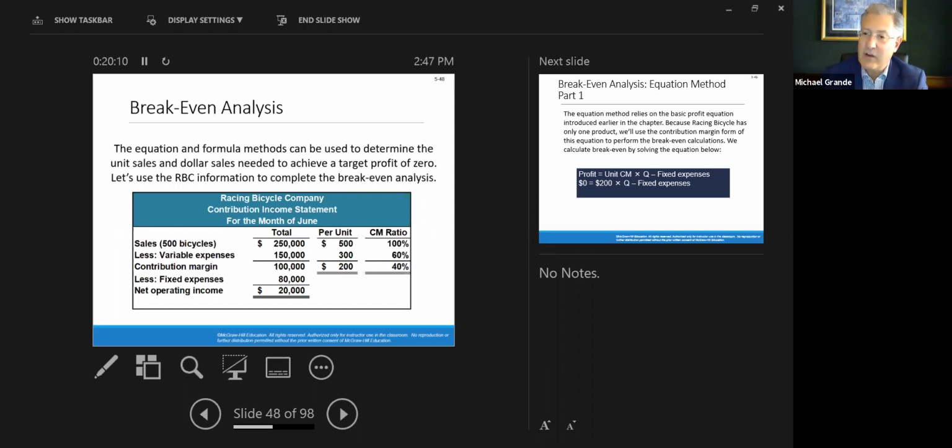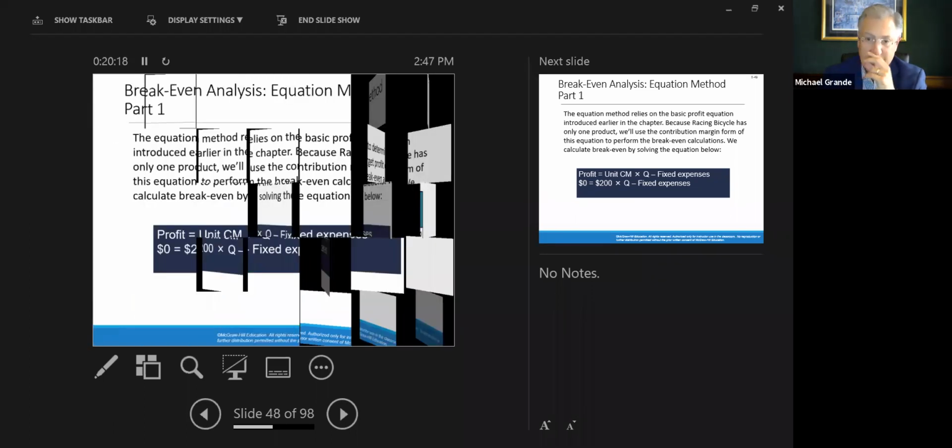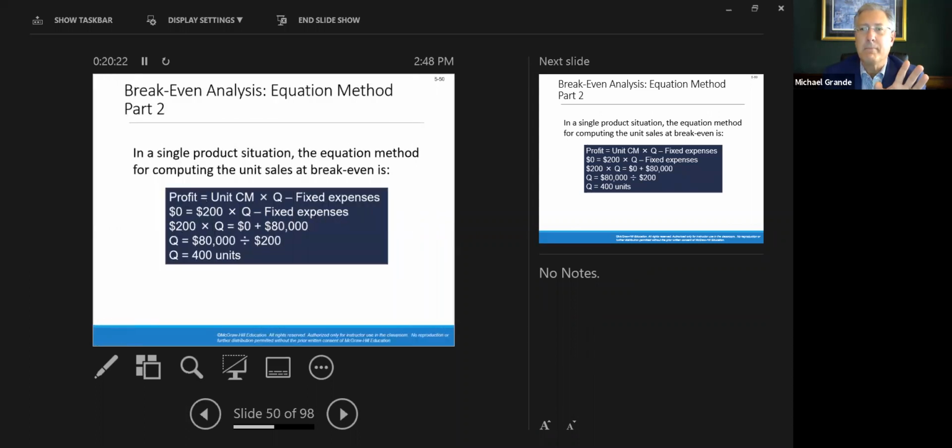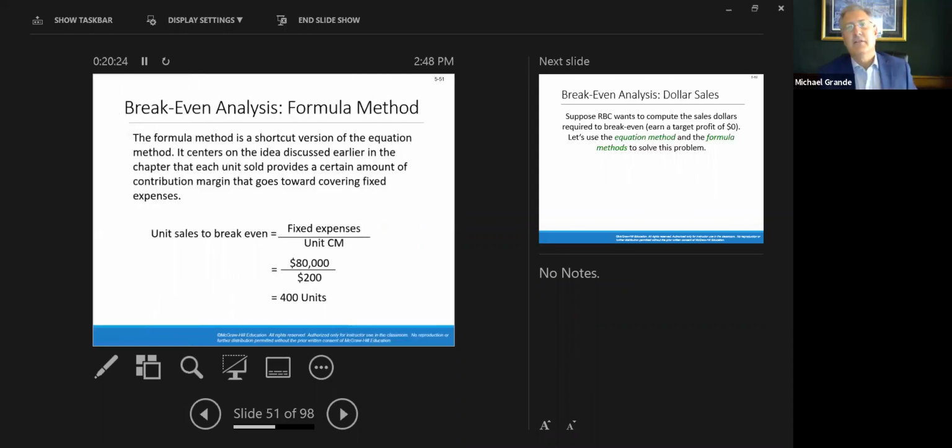And this is where they are right now. This is not break even. This is where they have profit of $20,000. This is the equation method. I don't want to talk about it. Let's look at the formula method.